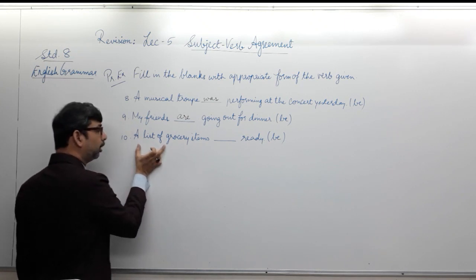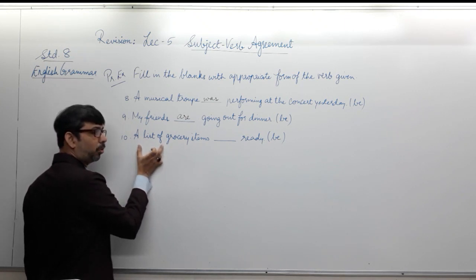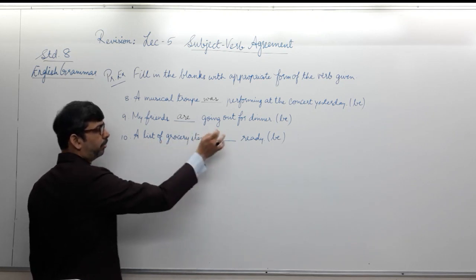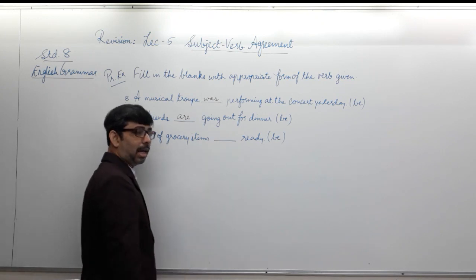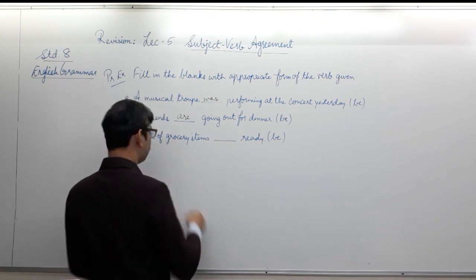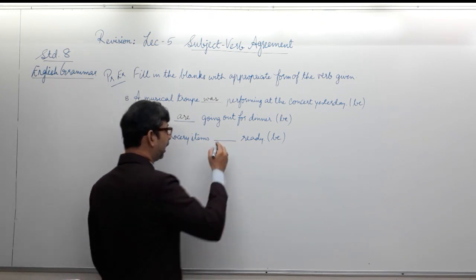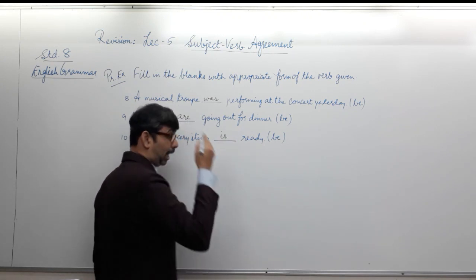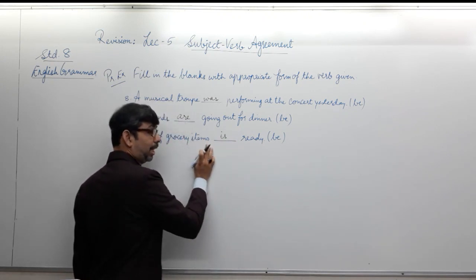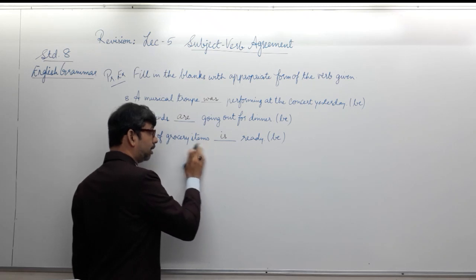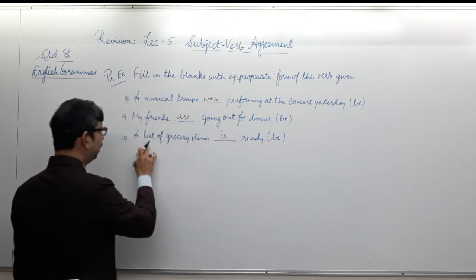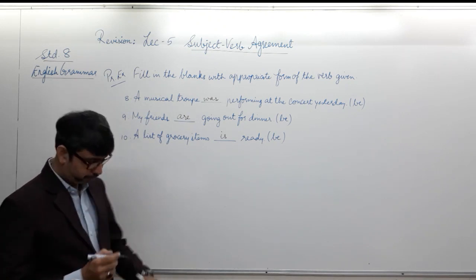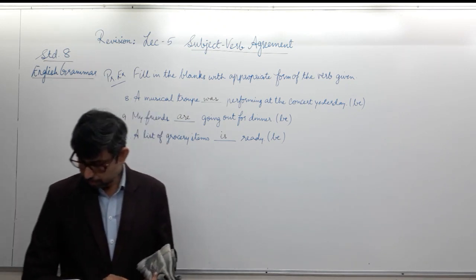So we are referring to a list of as the subject over here, which is a singular entity. Hence, we will require a singular verb. Therefore, we will be writing the word is and not are. A list of grocery items is ready and not are ready. Although the list contains a number of items inside, the word items is not the key word or the subject that we are referring to. We are referring to a list of, which is a singular entity.